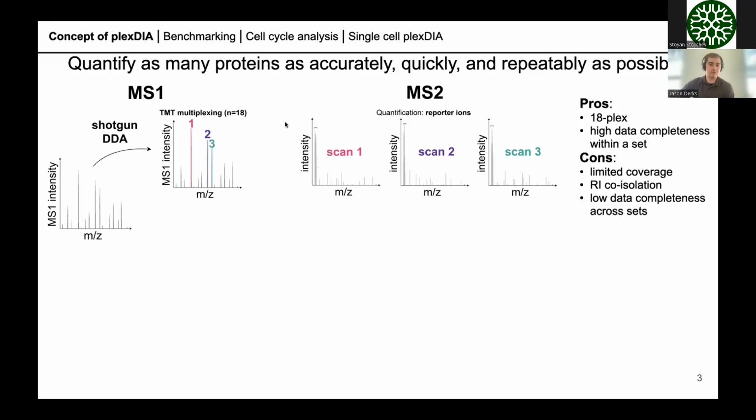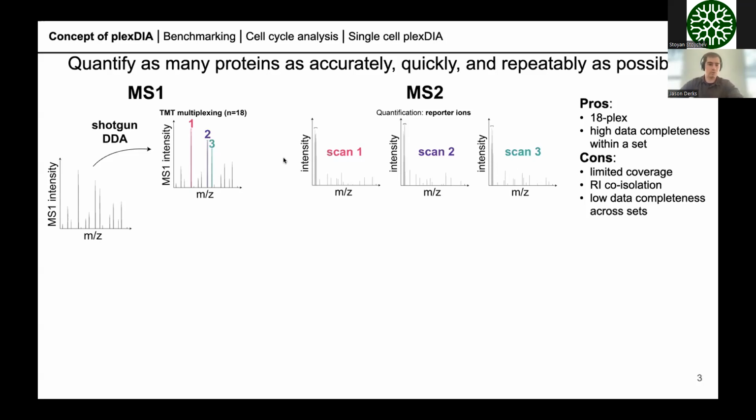Potentially, some of the downsides, though, is that the coverage is limited by time. You're limited basically on the number of MS2 scans that you can take. If you were to do a shotgun DDA method, you could only quantify one precursor per MS2 scan. So if you could only run maybe 20,000 MS2 scans, the most precursors that you could quantify and identify is about 20,000.